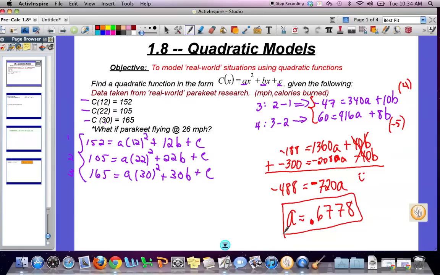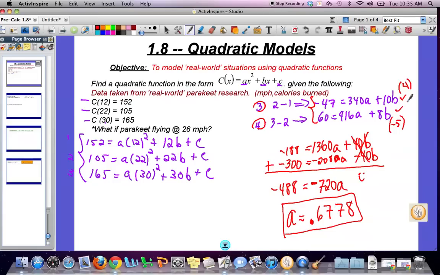Find B. Where are we going to find B? I would go to equation 3 or 4, one of these two right here. Which one? Doesn't matter. So pick the easiest one. Which one is the easiest? Doesn't matter, I suppose, does it?